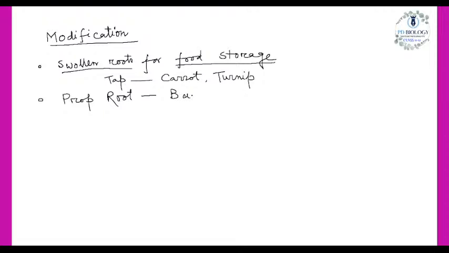Remember this one. Stilt root. So the supporting root coming out from the lower nodes of the stem. Stilt root, that is maize and sugarcane.